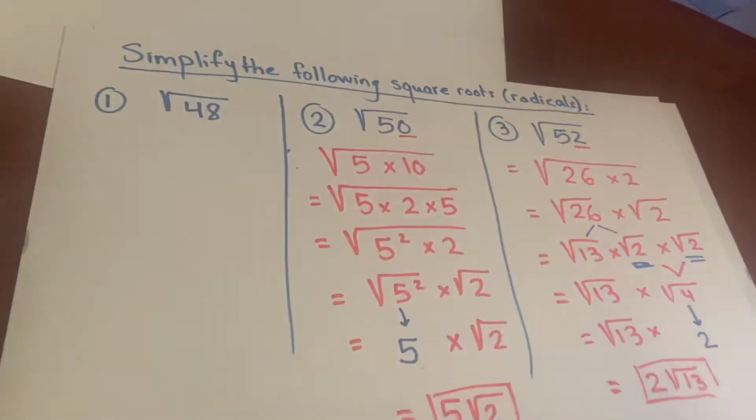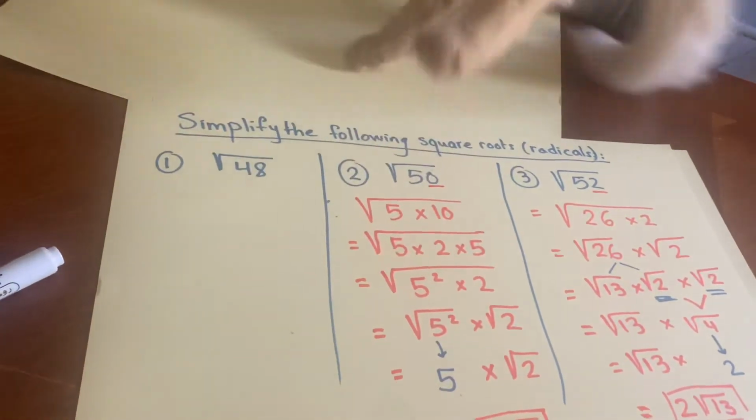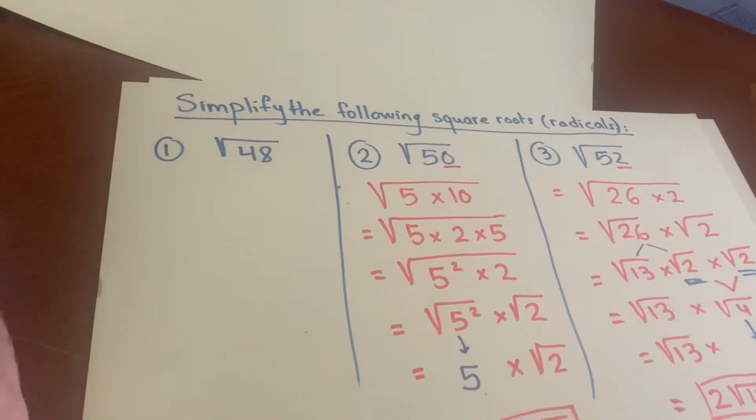So now let's go back to the lesson. Simplify the following square roots or radicals. Square root of 48.